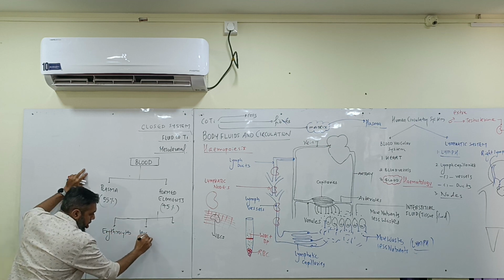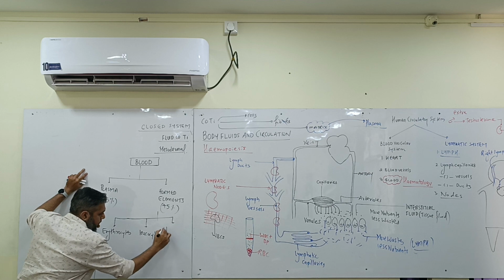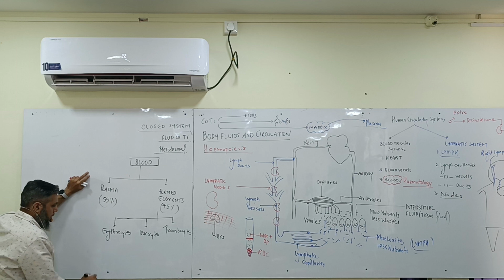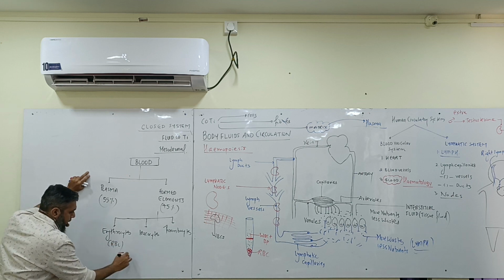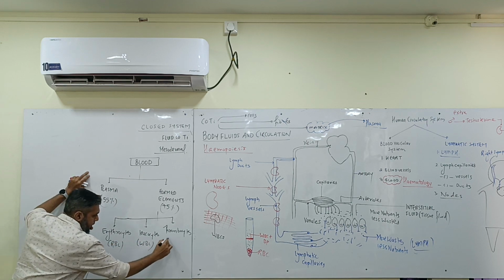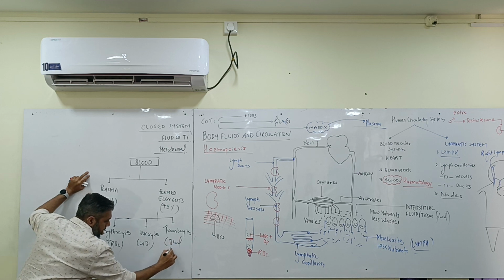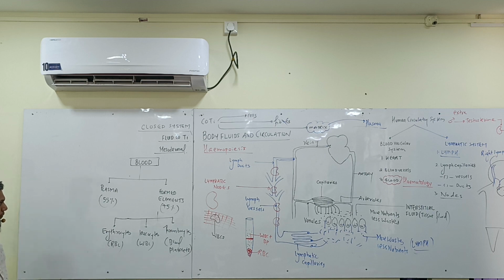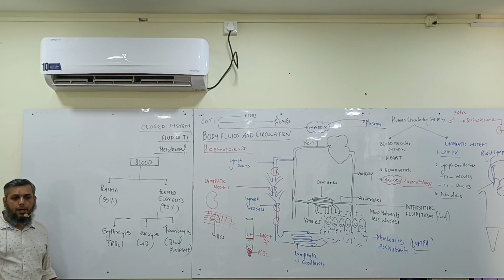Erythrocytes, leukocytes, thrombocytes. That is the red blood cells, white blood cells, and your blood platelets. Okay? So what are the three? Erythrocytes, leukocytes, thrombocytes, RBCs, WBCs, and the blood platelets.